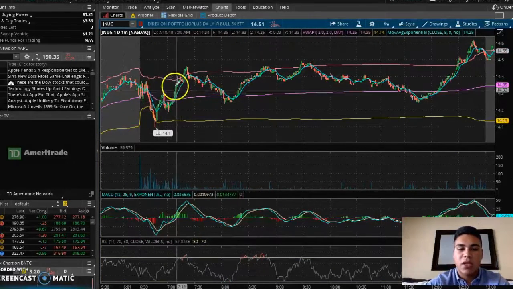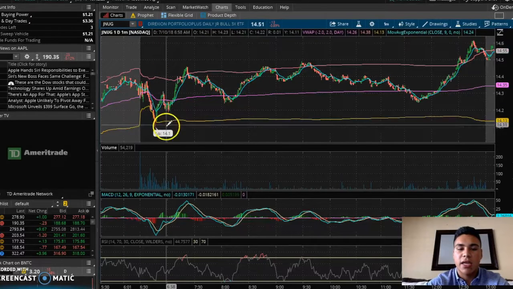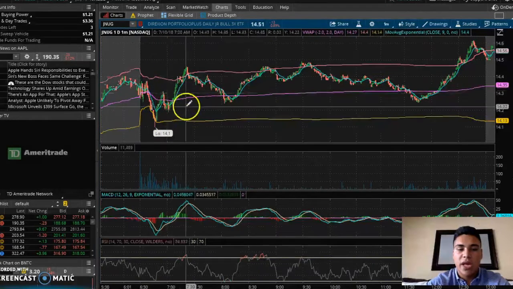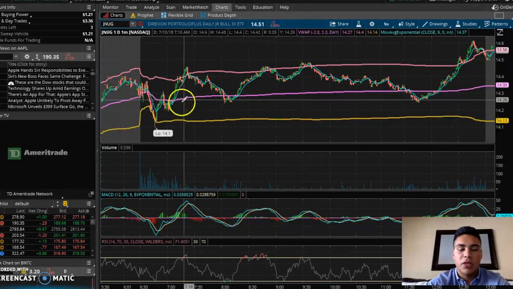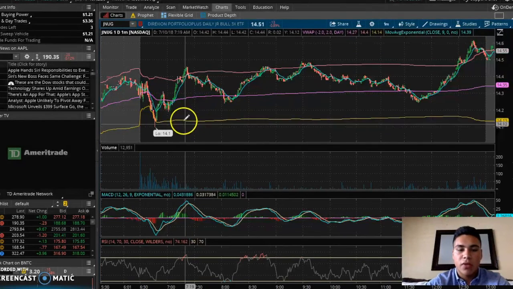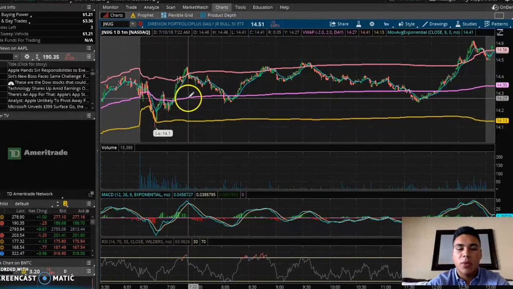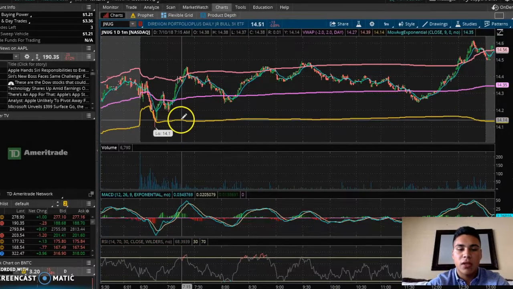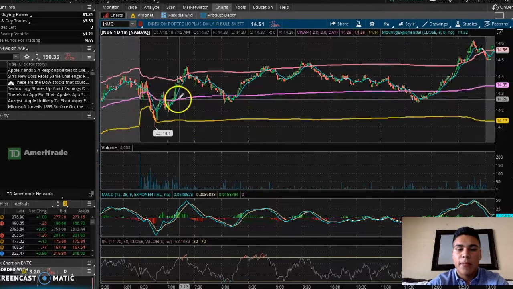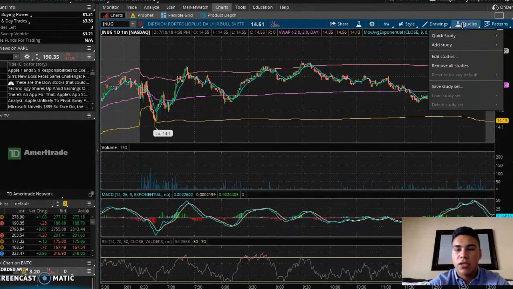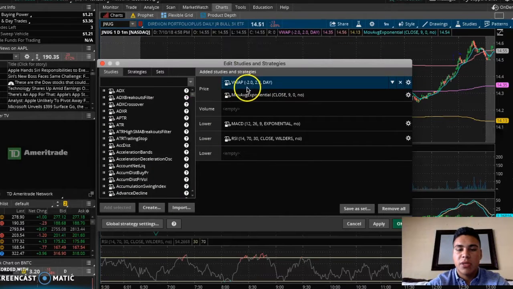And so now let's explain a little bit of what these lines mean, the studies that I inputted. This red, pink, sort of purplish, and gold line, as a whole, they're called VWAP. So this is the upper VWAP, this red one. The purple one is the middle VWAP, and then the gold one is the lower VWAP. If you go up here and click on studies, edit studies, it shows you all the studies that I have. So in the price range, it's VWAP that's up there. And if you want to copy this so that when you download this platform you have everything, just go ahead and take a screenshot or whatever.